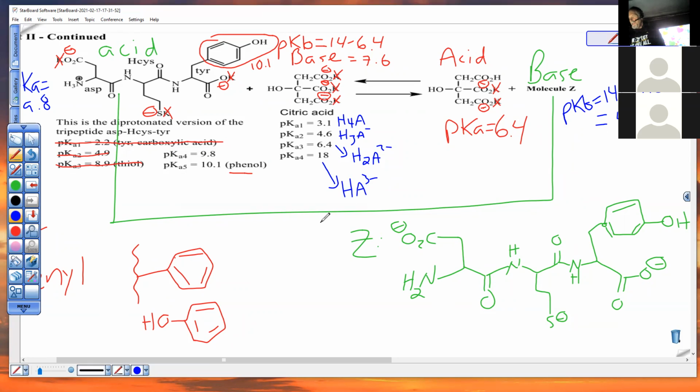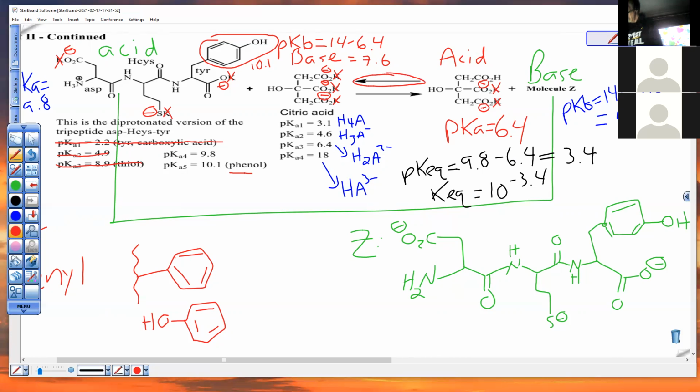We've got a pKeq. The acid on the left was 9.8. The acid on the right is 6.4. It's always left minus right. Don't change reality. 9 minus 6 is 3. Keq is now 10 to the negative 3.4, which means this equilibrium is going to stay to the left.